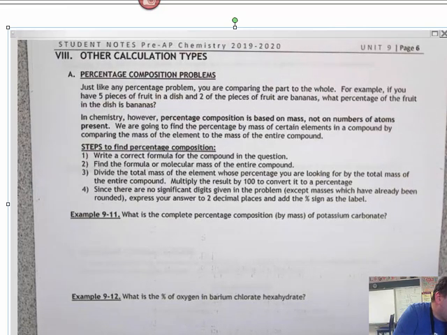Hey, Mr. Harridan here. Now we're going to go over some other types of calculations you can do here. Going to go over some percent composition problems here.